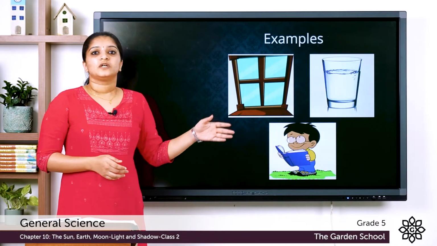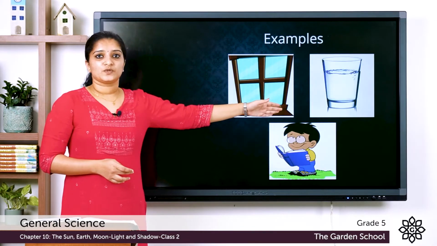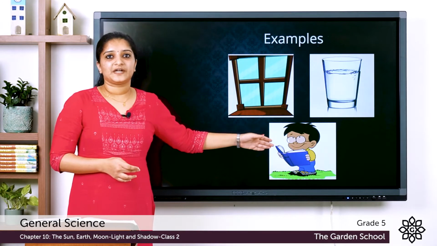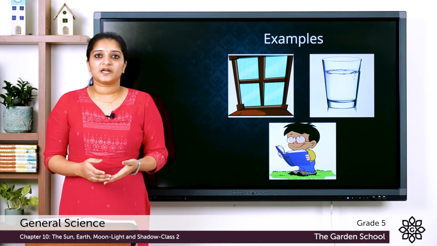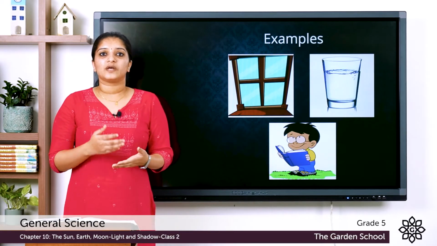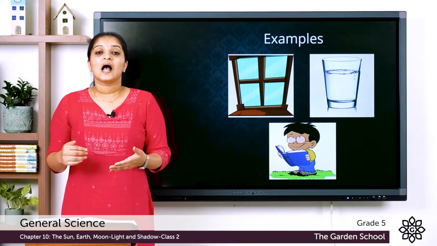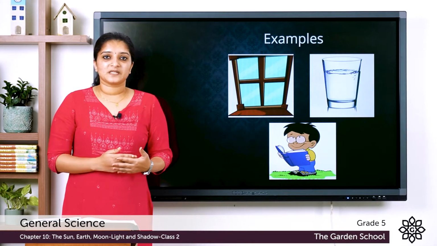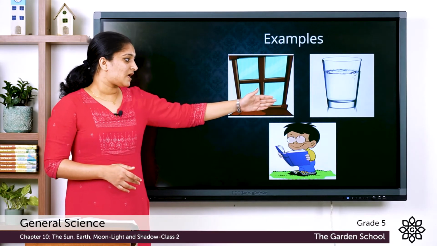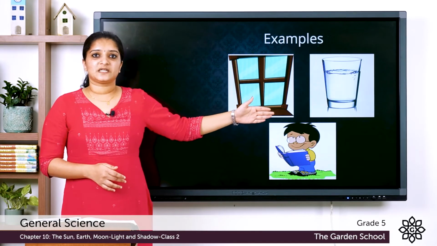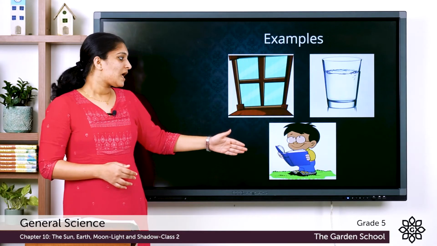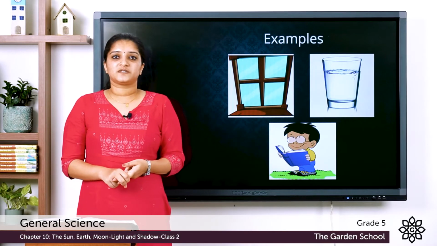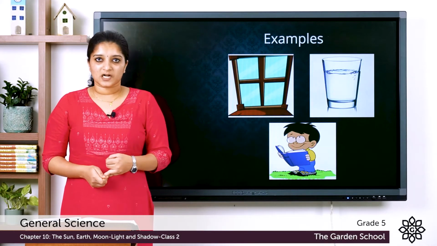The examples include the window pane, the glass that we use for drinking liquids, and the reading glass that some people use for reading purposes. So transparent objects allow light to pass through them very easily and completely, and these objects are completely see-through. All kinds of glass materials are considered transparent objects. So we learned two types of objects, that is opaque objects and transparent objects.